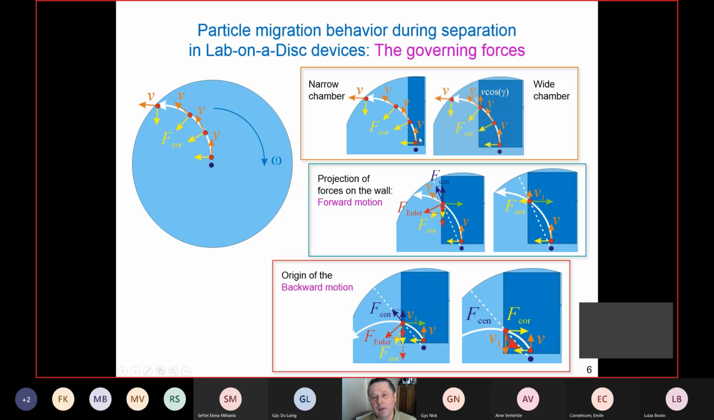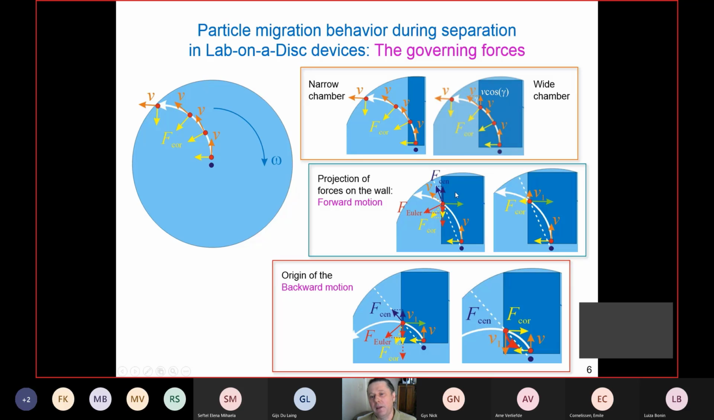If we imagine the projection of the chamber, like we have a narrow chamber or a wide chamber, then in a narrow chamber, the particle, when it meets the wall, will have just a small component of the velocity normal to the wall. All the velocity will be mainly along the wall. And in the wide chamber, the situation is quite different, because then the projection of the velocity is small, but what is large is the projection of the Coriolis force. In addition, we also have the Euler force.